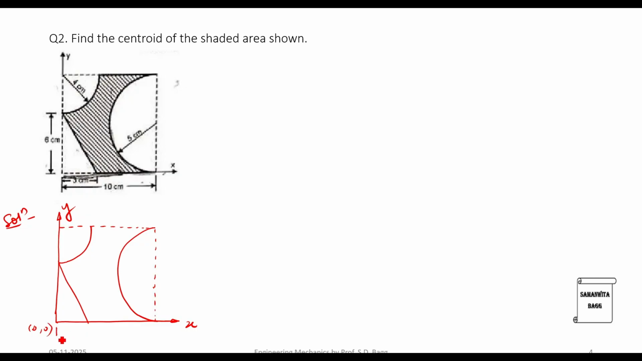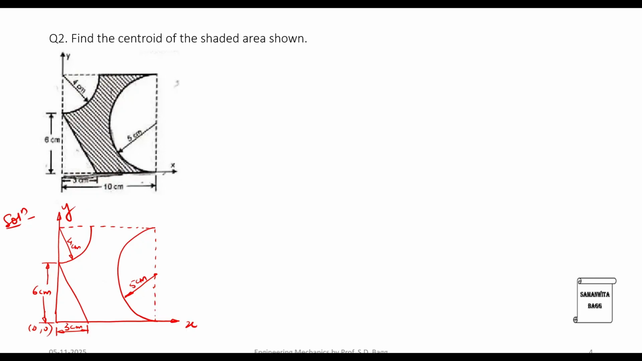This distance over here is 3 centimeter. So we know the base of the right angle triangle. The height of the right angle triangle is 6 centimeter. For the semicircle, we know the radius is 5 centimeter. And for the quarter circle, this value is 4 centimeter. We'll first mark the parts.